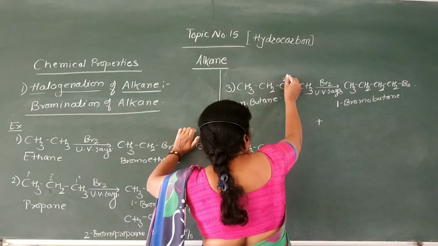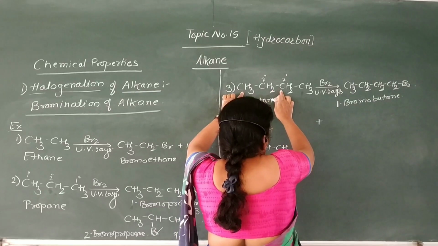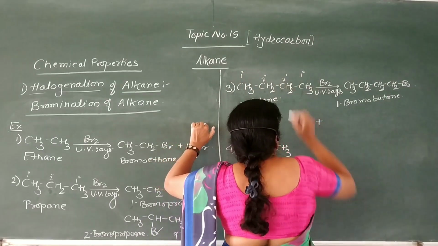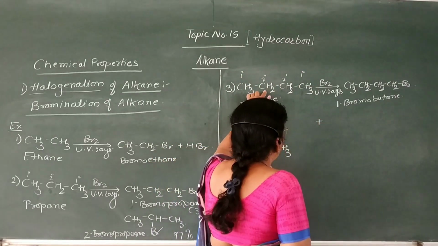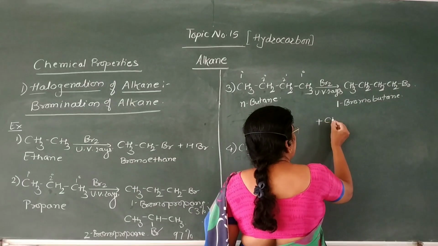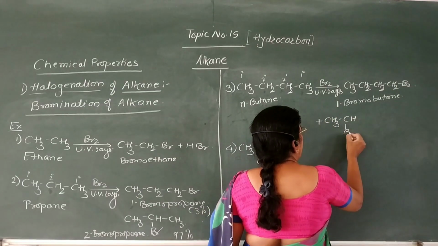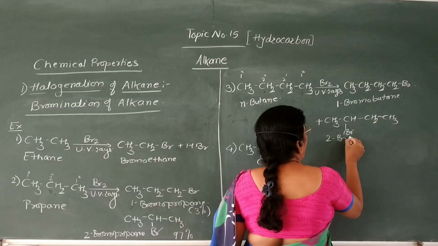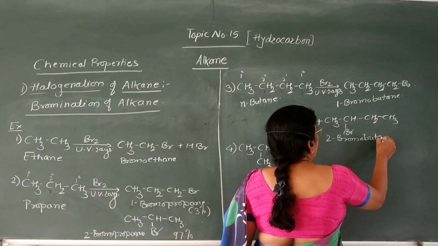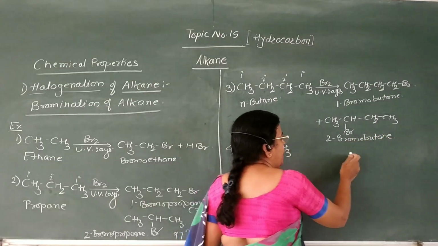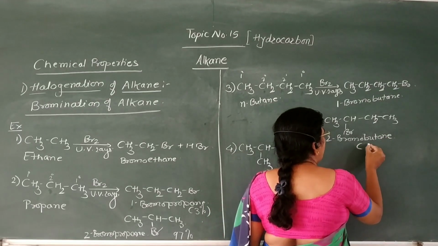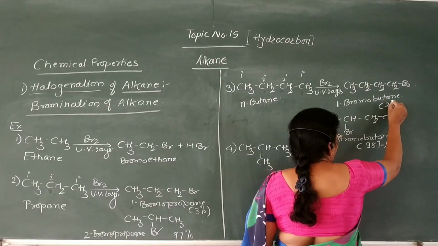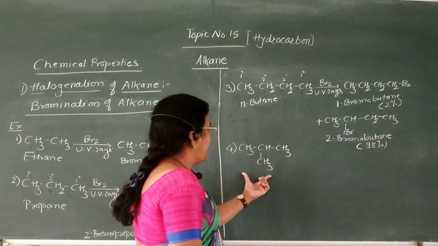And if the hydrogen atom from the secondary carbon atom is replaced, now these two carbons are secondary carbon atoms which are bonded to two other carbon atoms, and these two are primary carbon atoms. Now if the hydrogen atom from a secondary carbon atom is removed, then you will get CH3CHBrCH2CH3. This is 2-bromobutane. Now in this case, 2-bromobutane is the major product, and the percentage of this product is 98%, and the percentage of the other product is 2%.